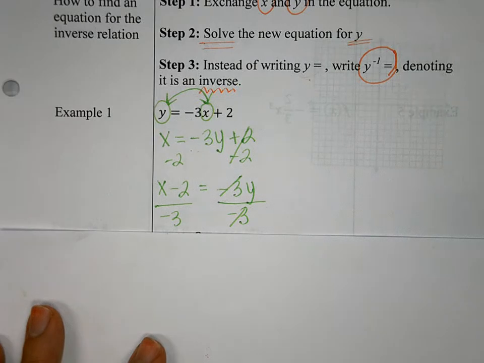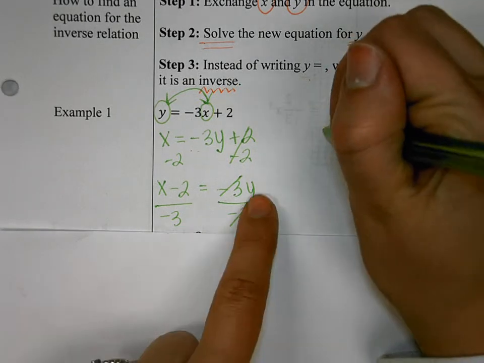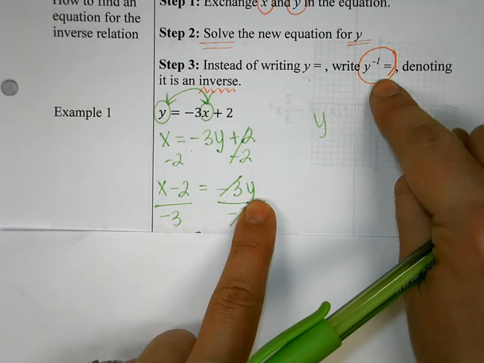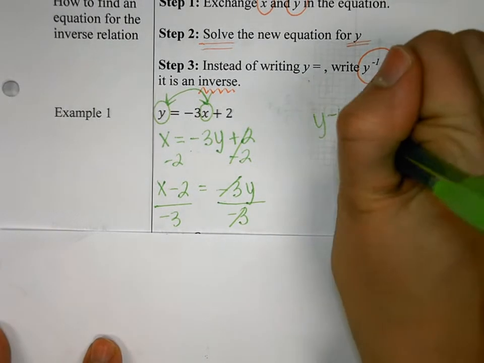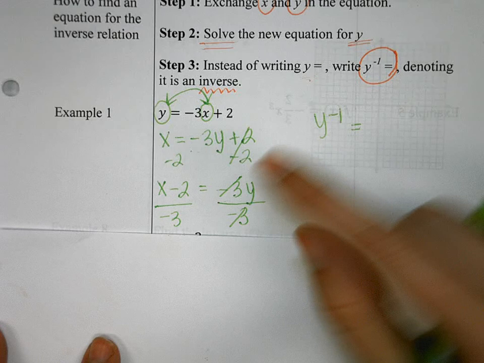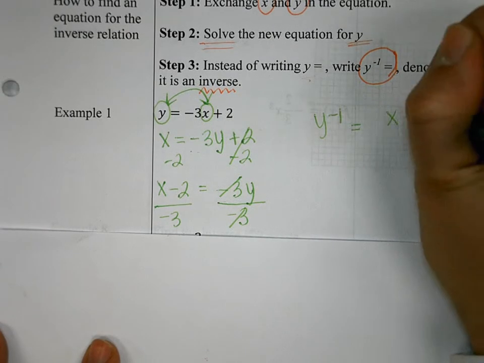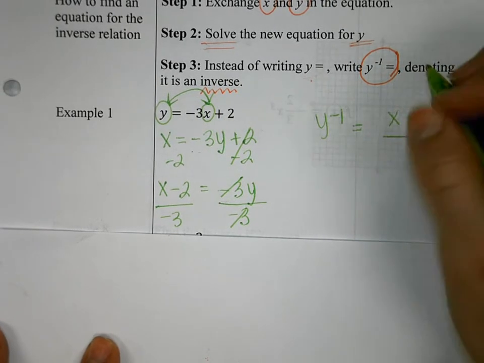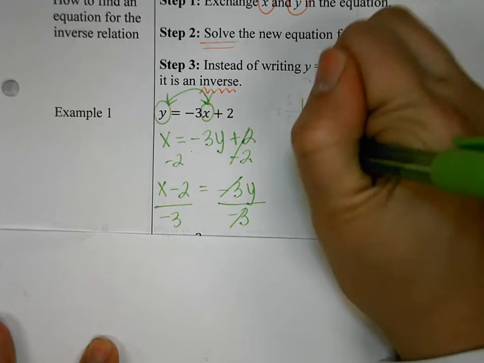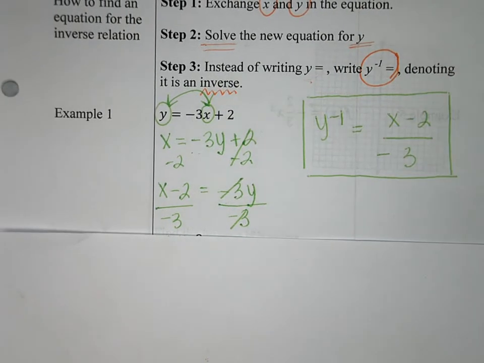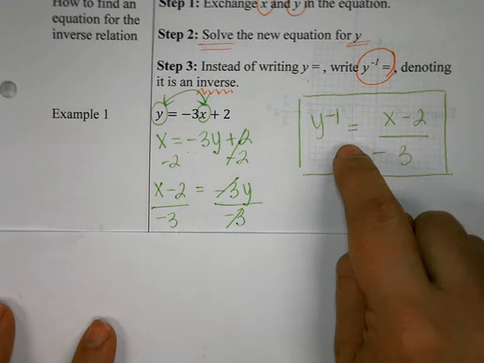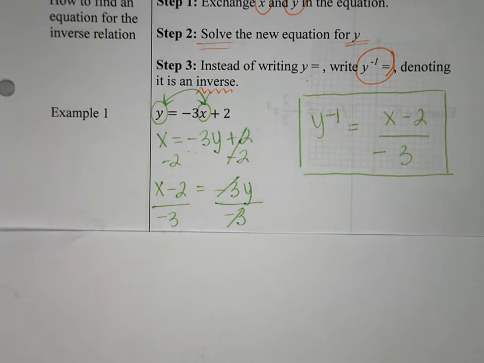Okay? So that's going to give me, now that I have y by itself, step 3, I can write it as an inverse. So y inverse equals whatever we got down here: x minus 2 all over negative 3. And that's it. We just found an inverse. You can have a negative in the denominator. You could also stick it on the outside though, if you wanted to.